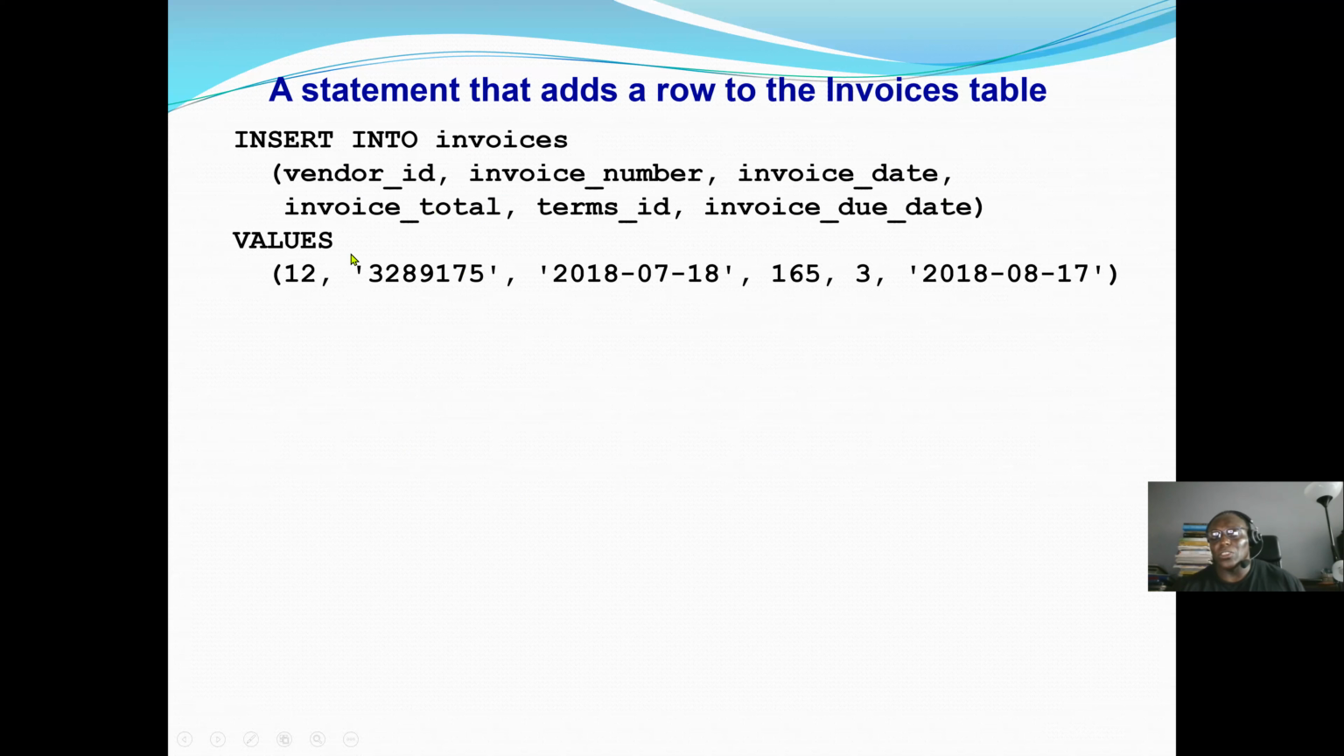So again, values is a command. 12 will go to vendor ID. 3289175 will go to the invoice number. Then the date will go to the invoice date. So we have to make sure that the values, they are in order as the column names also.